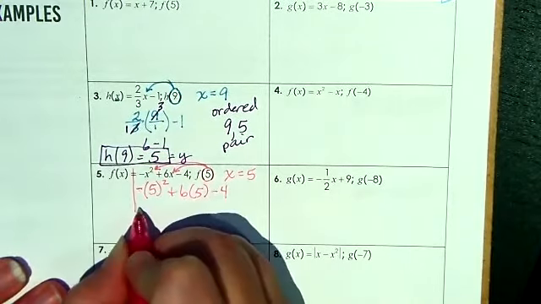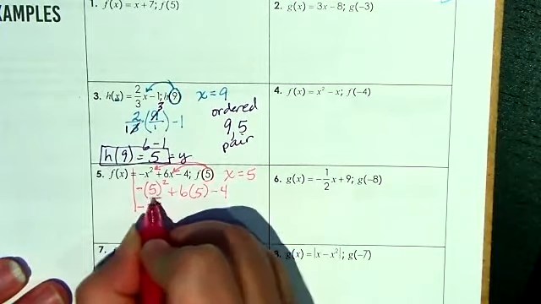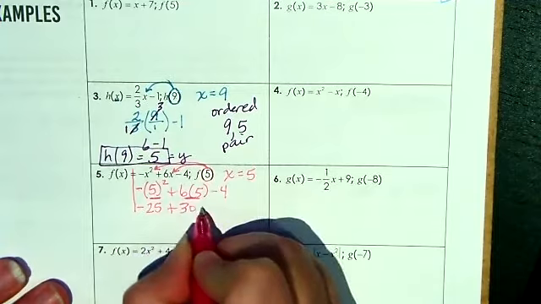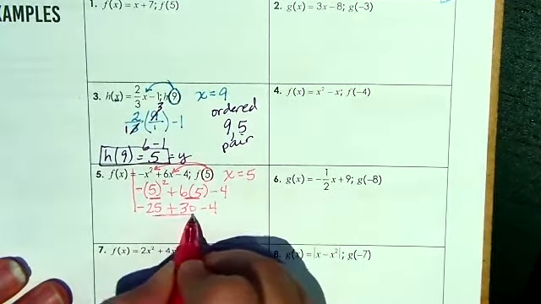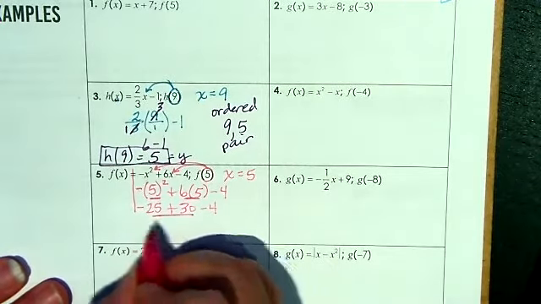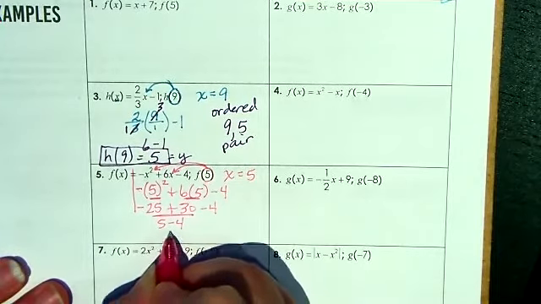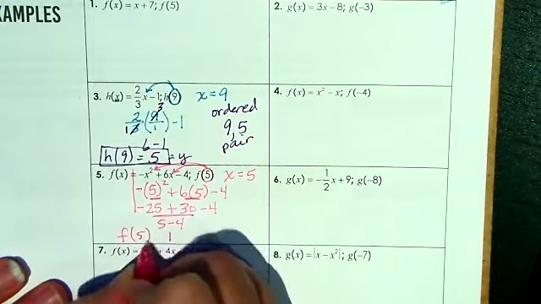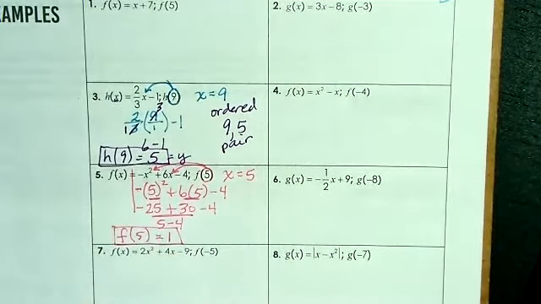Minus 4, and I end up with negative 25, because I have to do the 5 squared, and at the same time I can do this multiplication, 6 times 5, which is 30, minus 4. And now I do my order of operations. So I'm going to end up with 5 minus 4, which then gives me 1. So therefore, f of 5 equals 1. Okay, next example.